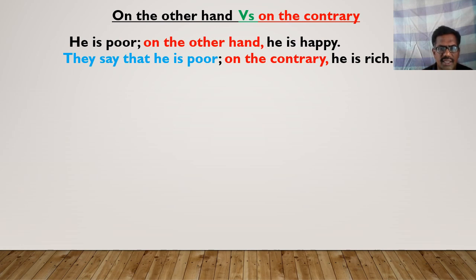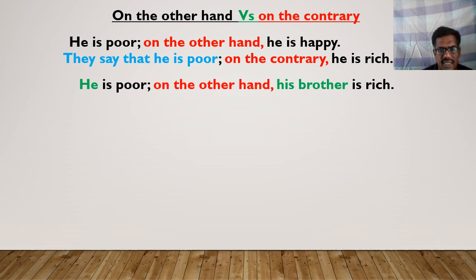Look at this. They say that he is poor. On the contrary, he is rich. That means whatever he said previously will be false with the introduction of on the contrary. That is the difference.